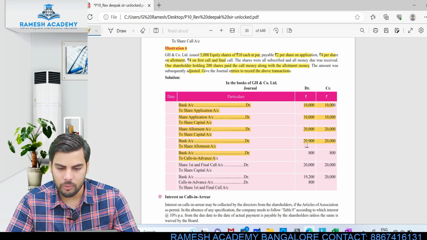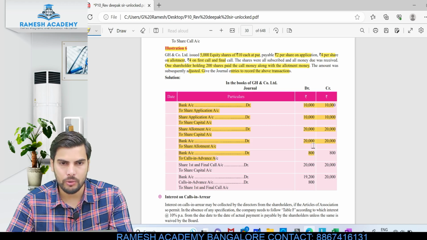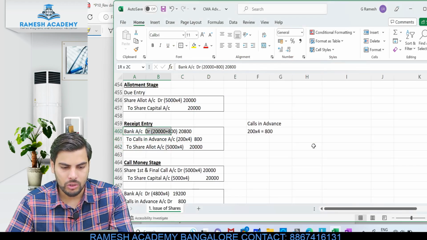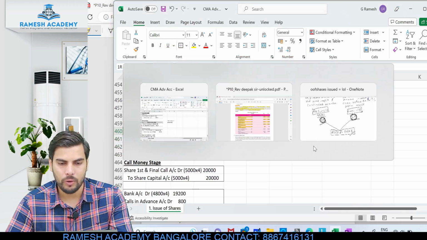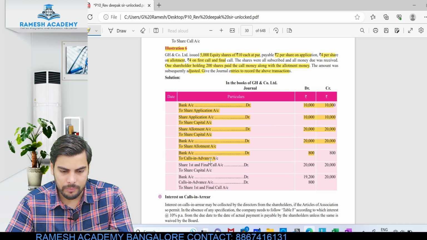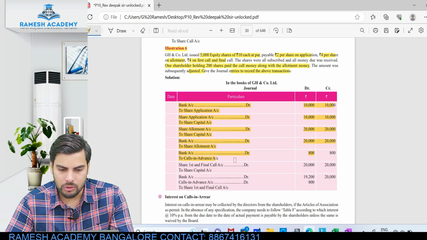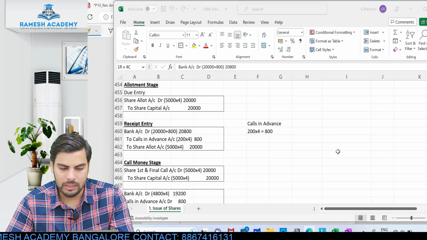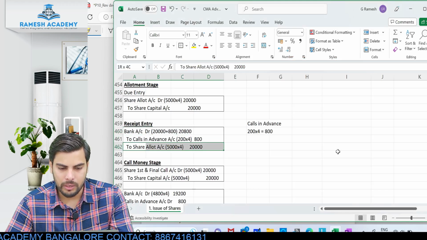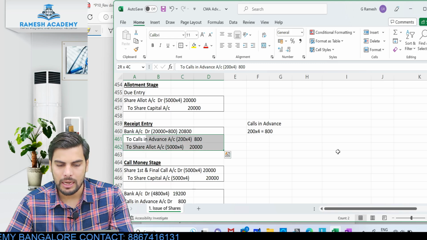Bank account debit 20,000, bank account debit 800, so totally bank account is debited to the extent of 20,800. We have also debited bank account 20,800. Look at the credit: to share allotment 20,000, to calls in advance 800. Same entry. Are you guys getting this?